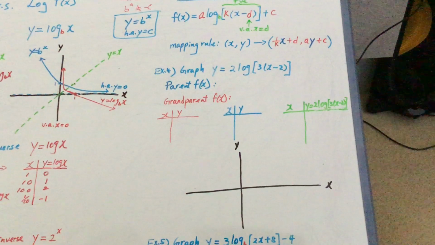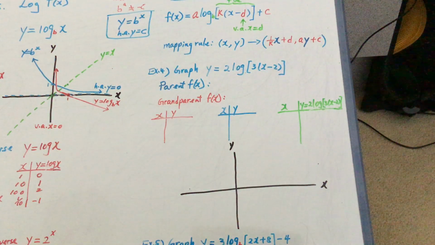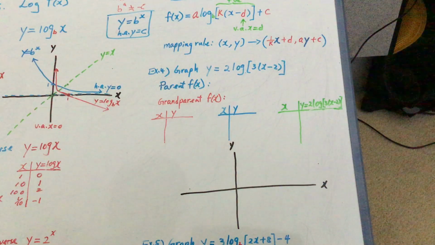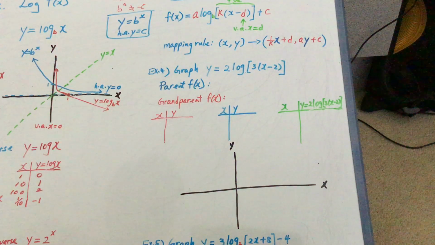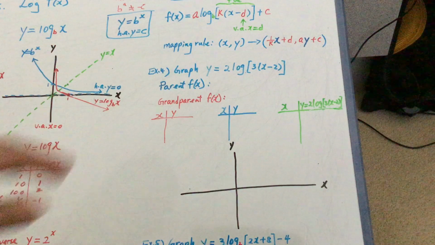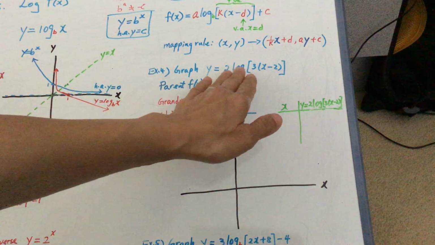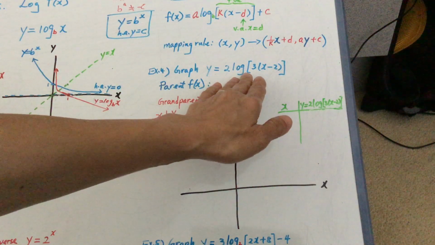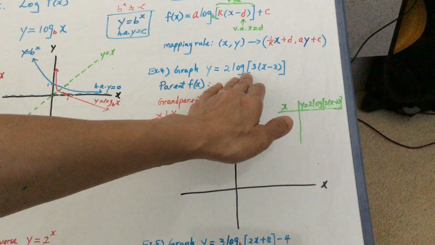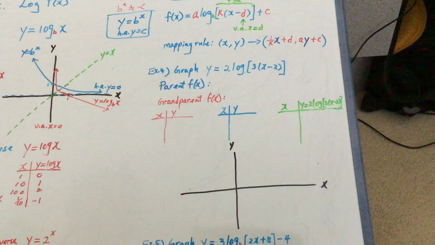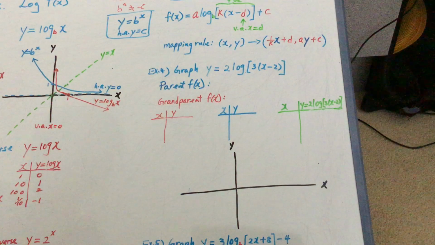Now let's look at here. This is the example that I want to show you, a complete example of the kind of log questions you will be getting for graphing. First you're given y equals 2 times log, no number indicated, so the base must be 10, brackets 3 times x minus 2.